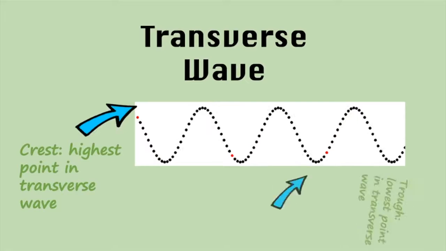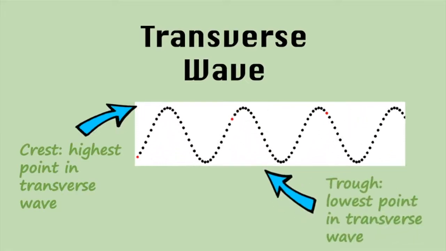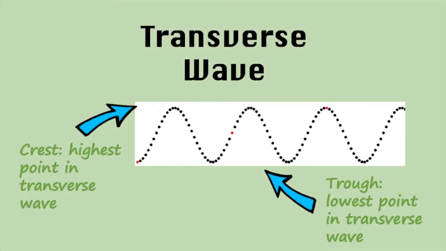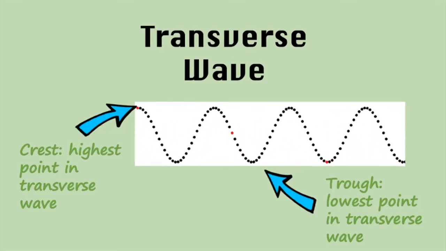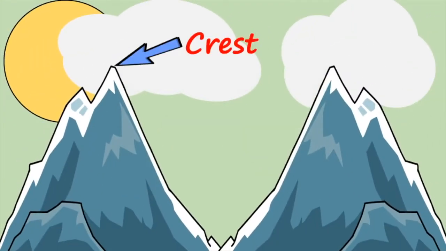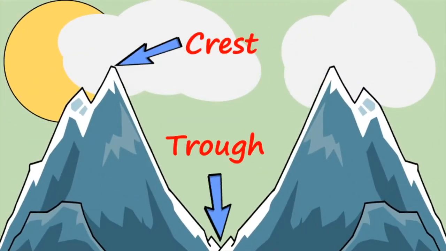A transverse wave is made up of crests and troughs. A crest is the highest point in a transverse wave, while the trough is the lowest point in the wave. You can think of it as a mountain and a valley, where the crest is a mountain and the trough is the valley.